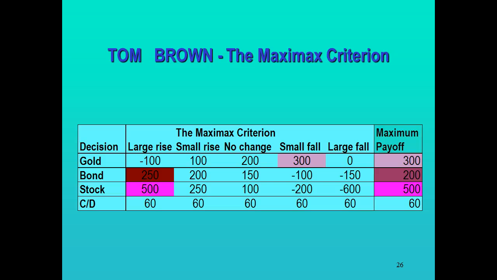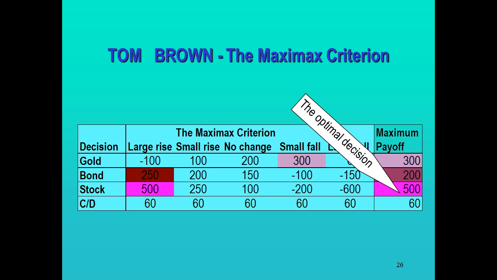So if we look, the maximum for gold was 300. The best we can do if we choose gold is 300. The best we can do if we choose bond is, I guess that should be 250, not 200. If we choose stock, the best we can do is 500. CD, 60. The max of the maxes is the stock, so I choose stock. Now, the other way I could have done that is just look for the highest value in the payoff table, which is what Lou did. And we said stock, that's the max of max criteria.